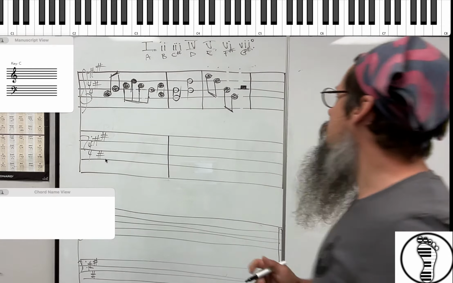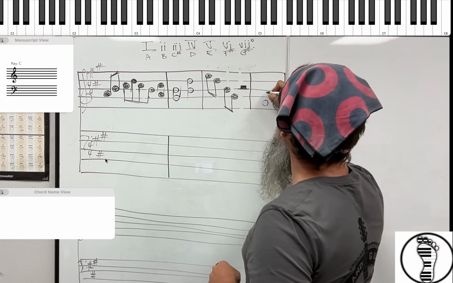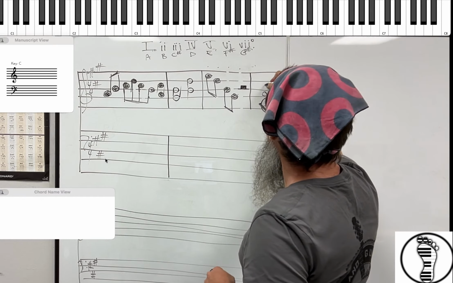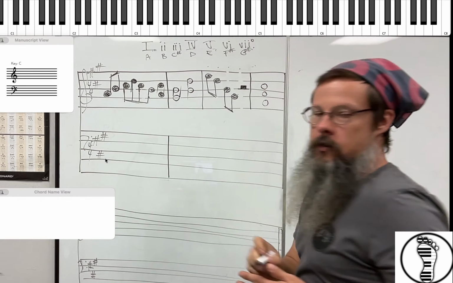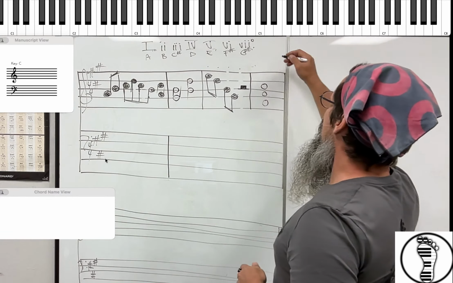Let's end it on a 6th chord. Cool. F sharp, A, C sharp. You want to do it just as a stacked triad? Sure. Boom, boom. Holding out for the whole thing.